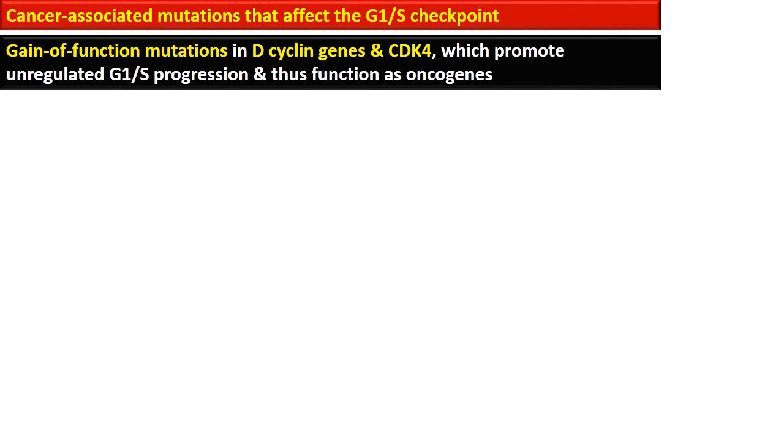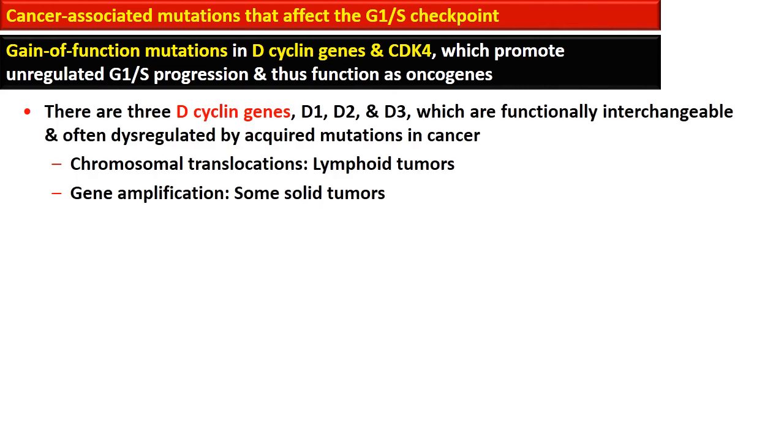The cancer associated mutations that affect the G1 by S checkpoint can be divided into two groups. One is the gain of function mutation in D-cyclin genes and CDK4, which promote unregulated G1 by S progression, and therefore they function as oncogenes. There are three types of the D-cyclin gene, D1, 2, 3, and they function interchangeably, and they are often dysregulated by acquired mutations in cancer.